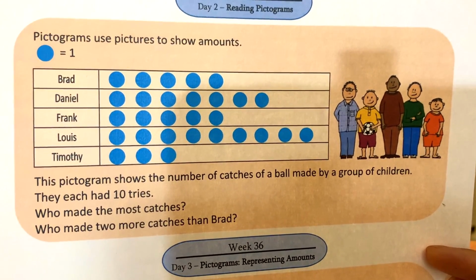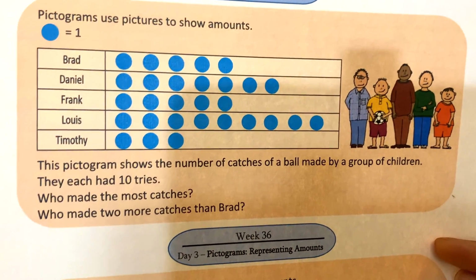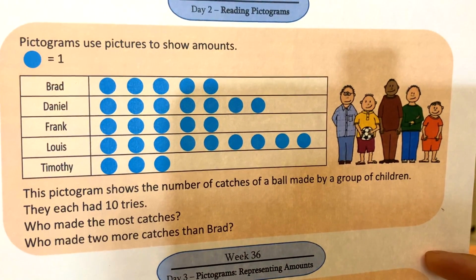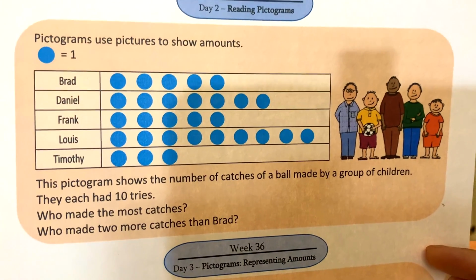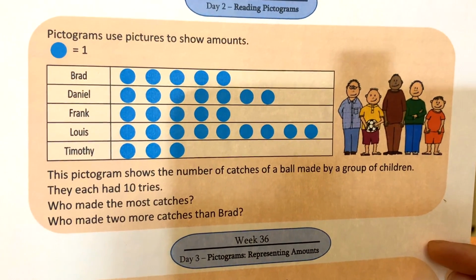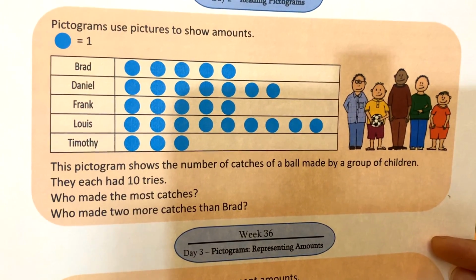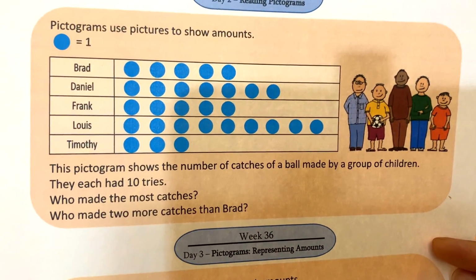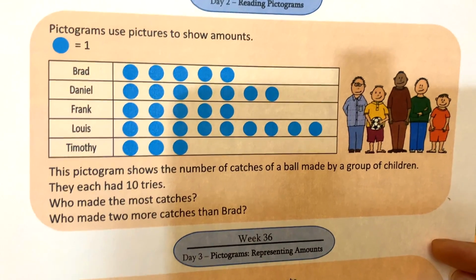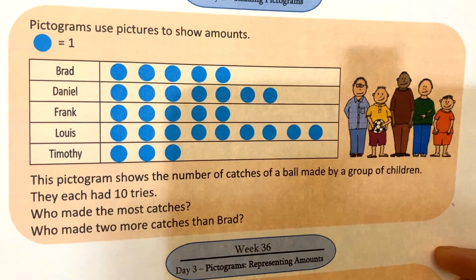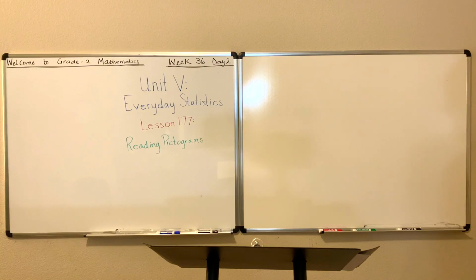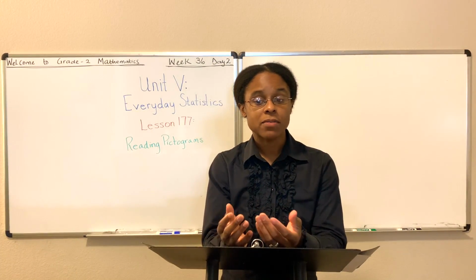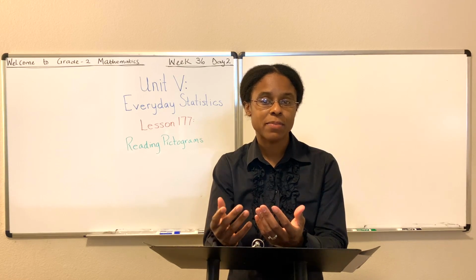Question 2. Who made 2 more catches than Brad? Well, Brad is the very first row. His name is Brad. Looks like he made 5 catches. The person who made 2 more catches would be the member just below Brad. His name is Daniel. He made 7 catches. Daniel made 2 more catches than Brad. You can use information like that, pictograms, to read them and to determine different pieces of information.